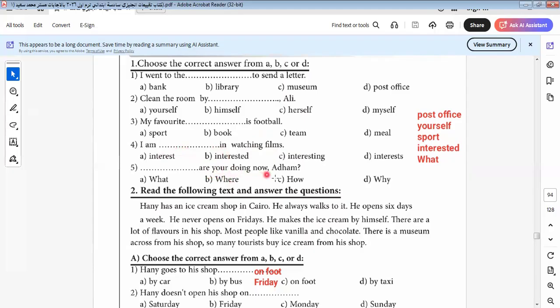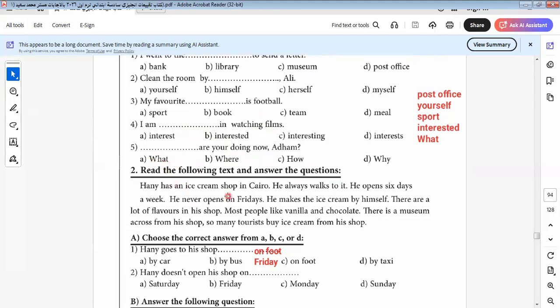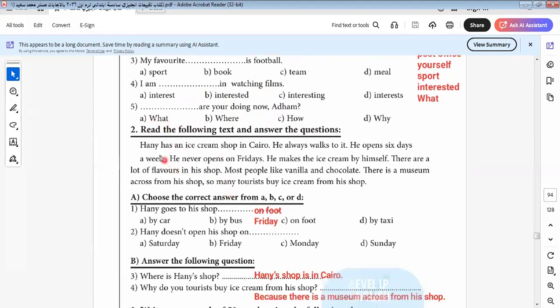What are you doing now? So when I ask someone about something they are doing now, I say, what are you doing now? These are the expressions that we use to ask about something that we do now. Let's go to the comprehension text.